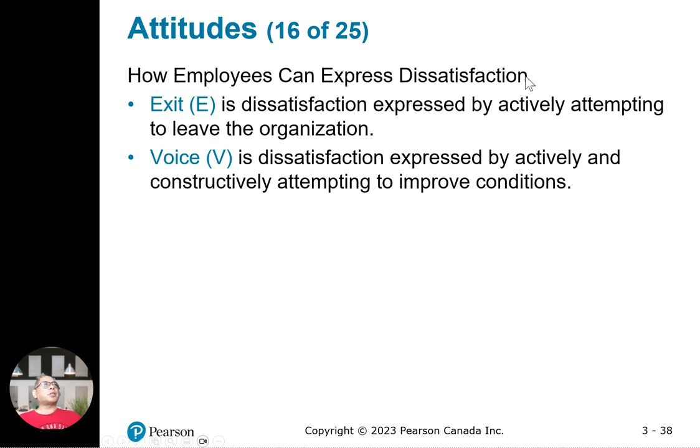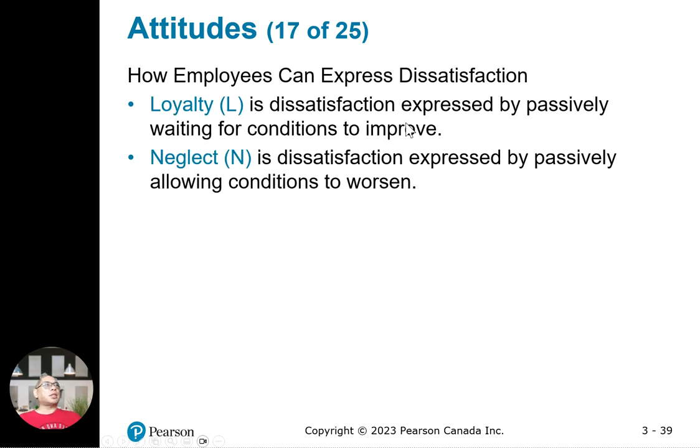How can we express dissatisfaction? Exit is dissatisfaction expressed by actively attempting to leave an organization. Voice is dissatisfaction expressed by actively and constructively attempting to improve the conditions. Loyalty is dissatisfaction expressed by passively waiting for conditions to improve. And neglect is dissatisfaction expressed by passively allowing conditions to worsen.